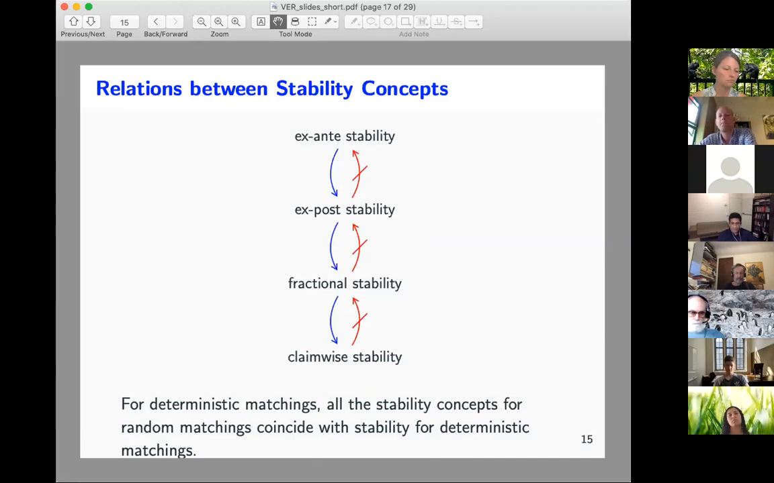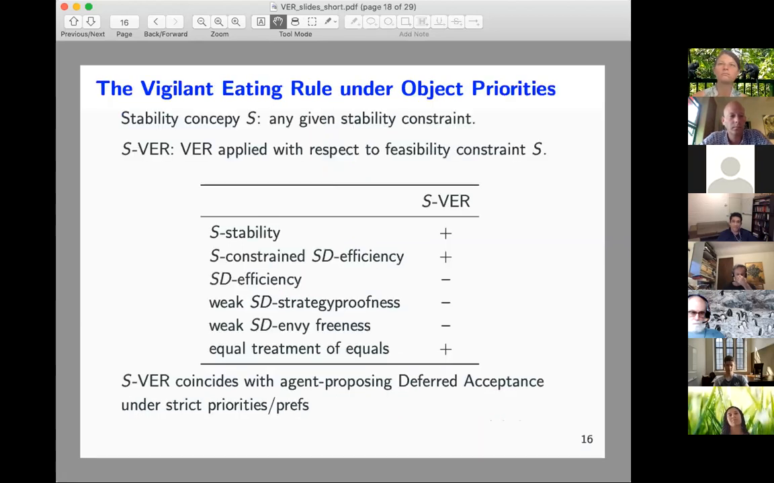So what we did was we treated all of these stability concepts as feasibility constraints. We just treat it as a generic stability concept S. It leads to corresponding stability constraints, feasibility constraints. And what we did was that we termed SVER as the VER rule which is applied to this two-sided matching problem where the feasibility constraints are according to the stability concept S. So when we do that, we identify which properties are satisfied or violated by this particular VER rule.